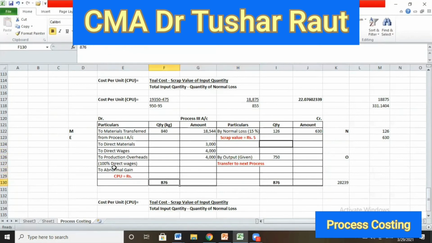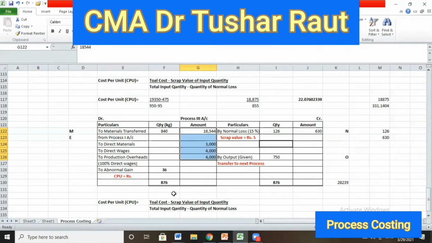Okay, first we calculate the balance amount. So 876 and 840, the difference is 36. So this is how we calculated the abnormal gain quantity. After that we need to calculate cost per unit. For cost per unit, the total of all these expenses 1, 2, 3, 4, this time we cannot write here because the abnormal gain amount will need to be added over here.